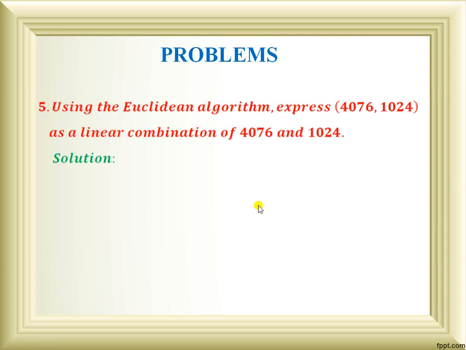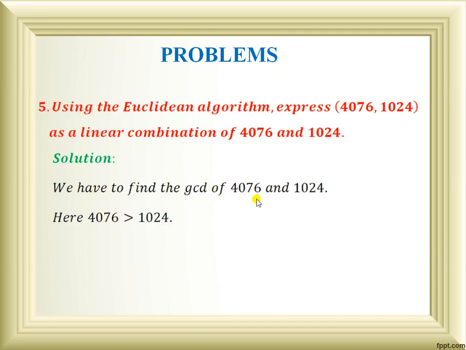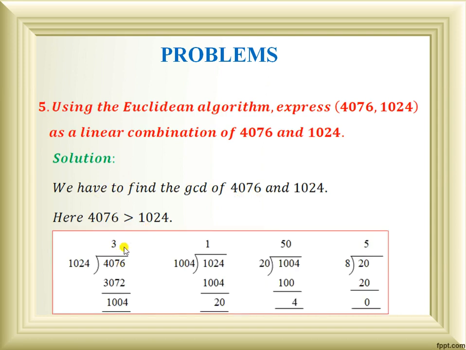So let us have the next problem. Here also we need to write the GCD as a linear combination by using the Euclidean algorithm. So the bigger one is 4076. We keep that as the first dividend, and by using the divisor 1024, we divide. The first remainder is 1004. Keep that as a divisor and the first divisor as a dividend. I will get the remainder 20. We continue the process until we get the zero remainder.